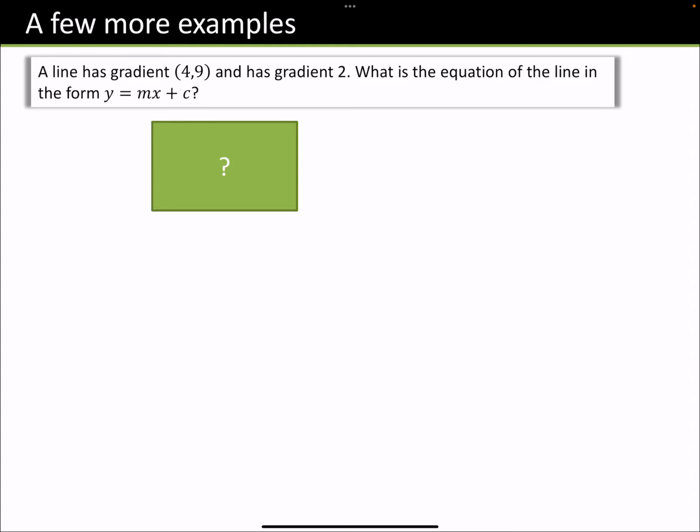So let's have a look at this one. Similar example. A line has that gradient.